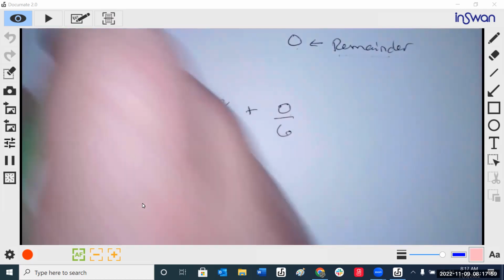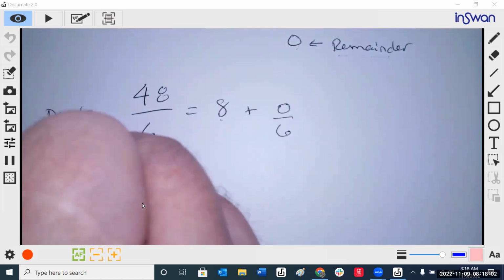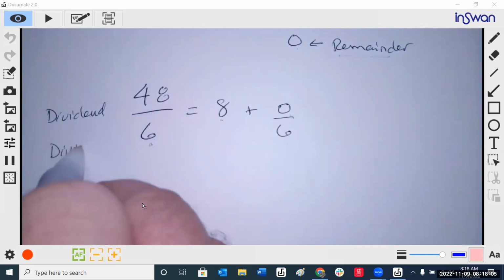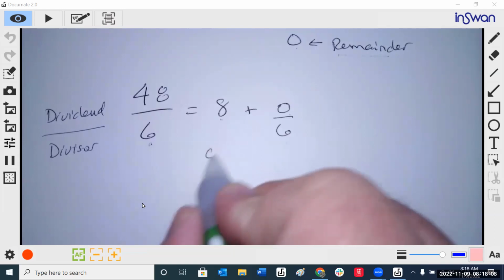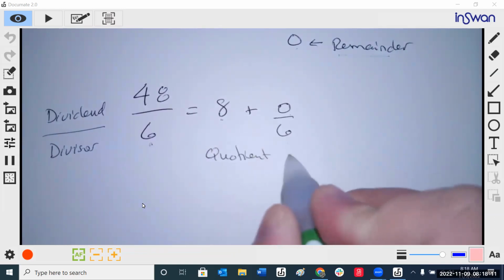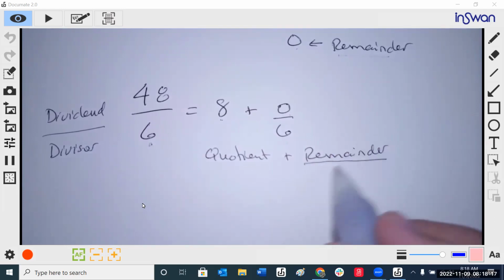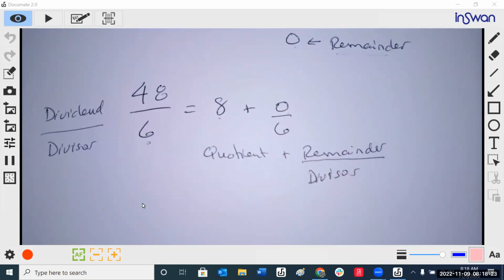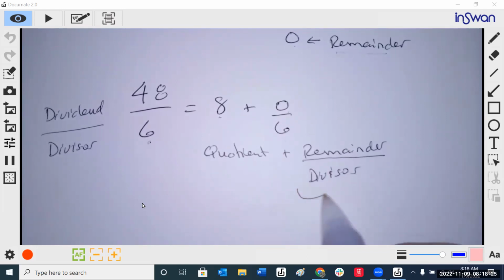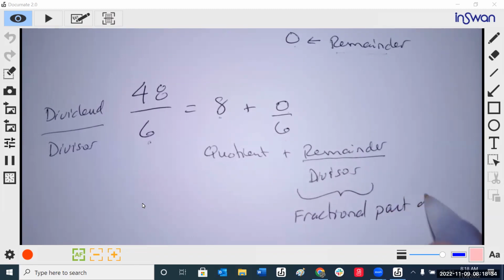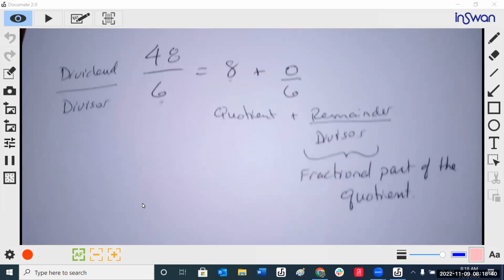So this is your dividend over your divisor equals your quotient plus whatever remainder you have. The remainder is always over the divisor. It's called the fractional part of the quotient. That's what it's called.